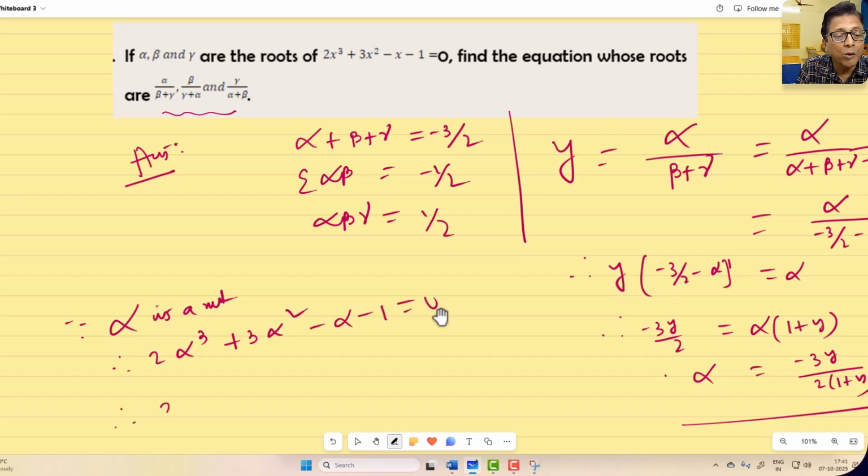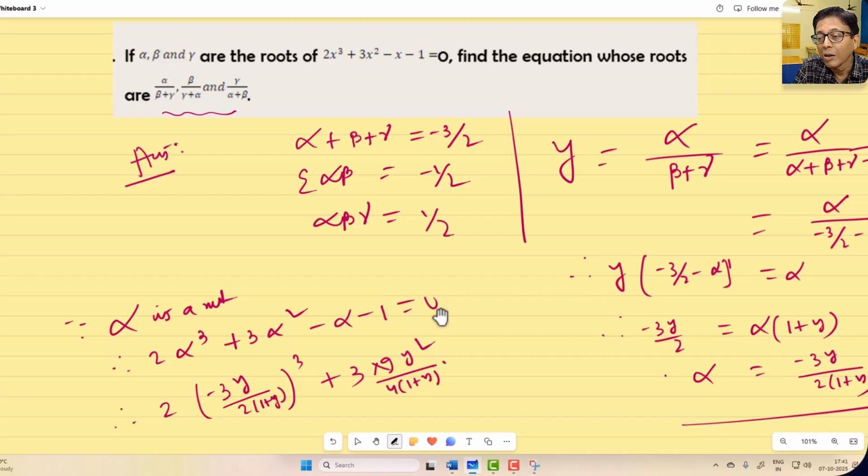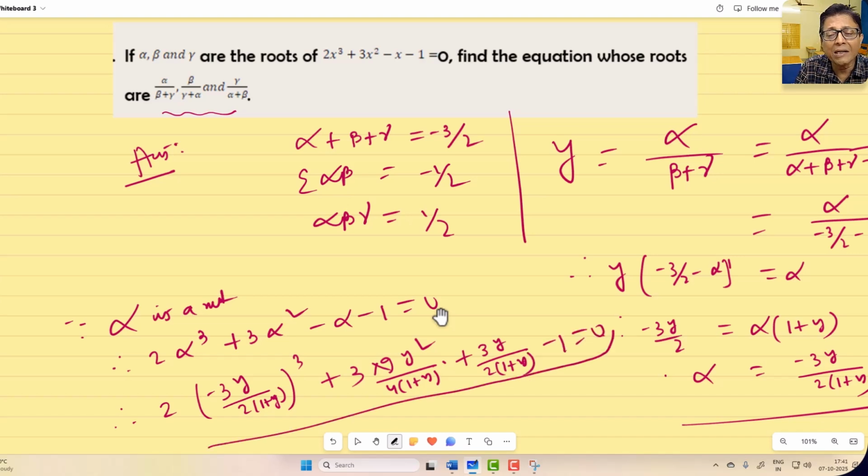Put the value of alpha over there and arrange in parts of y. So 9y square by 4 into... plus 3y by 2 into 1 plus y. Just simplify and arrange to get the desired equation.